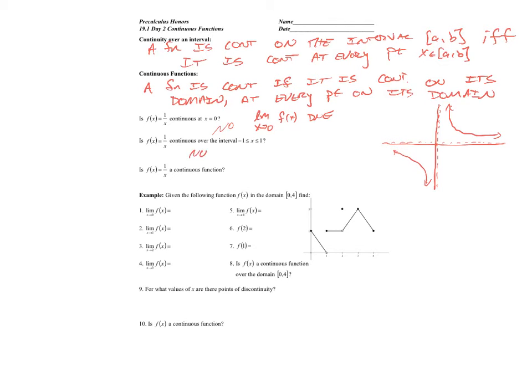The answer is no. And even though we're only looking at the interval, say, from -1 to 1, the bad point, x equals 0, is still included. So the reasoning, again, is limit as x tends to 0 of f of x does not exist.